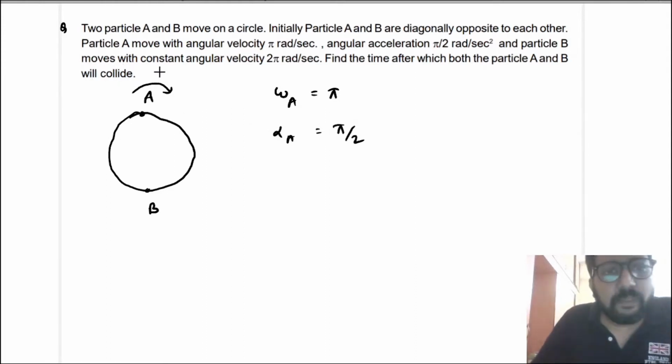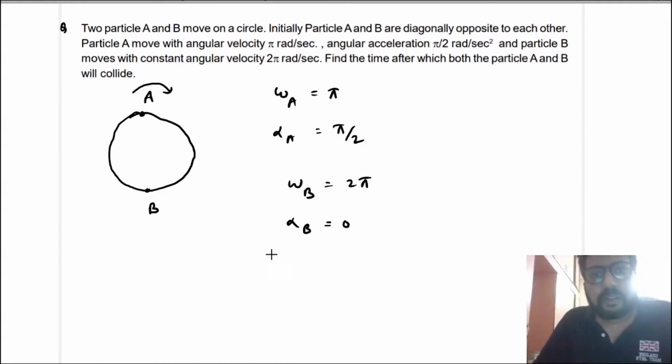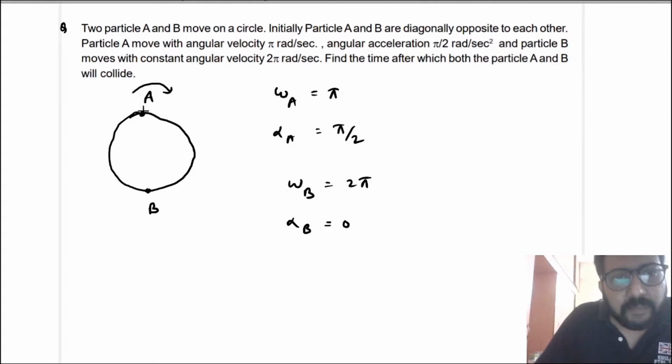And particle B moves with a constant angular velocity 2 pi radian per second. So omega B is 2 pi and alpha B is 0. Then find the time after which both the particles A and B will collide. Let us assume that this particle is accelerating with an angular acceleration alpha A, and let us assume that B is rotating in this direction. That is, one is clockwise and the other is anti-clockwise.